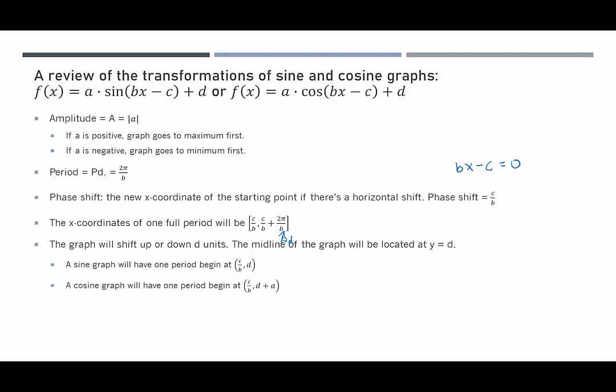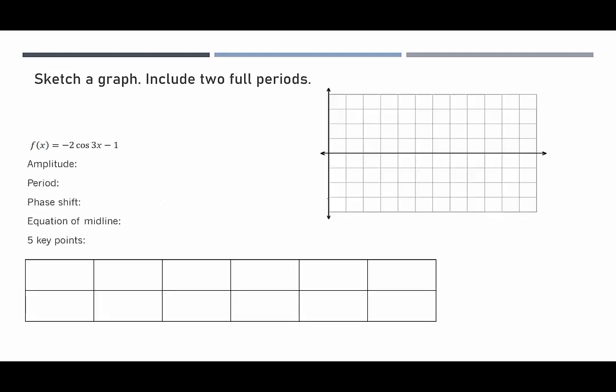And cosine's a little bit trickier. The cosine will start at c over b, also that same phase shift, but then it begins at d plus a. So we have to keep that in mind, where notice that's the lowercase a. That's the one that was given in that coefficient. Okay, let's get right to it.